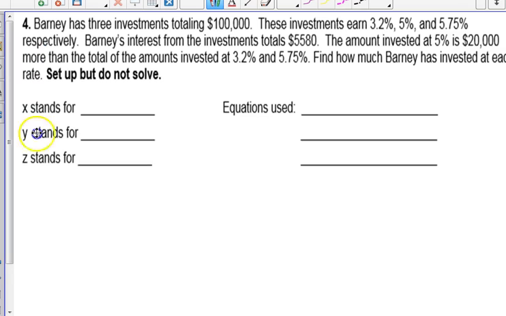Okay, this is a 4-point question on the test, and it does say set up but do not solve. This example especially, don't try to solve because I just made this up and didn't even try to make it work, okay? So 3 investments total $100,000. He's going to put, okay, so x is going to stand for the amount of money that's in an account that is earning 3.2% interest. This is the amount of money at 5.